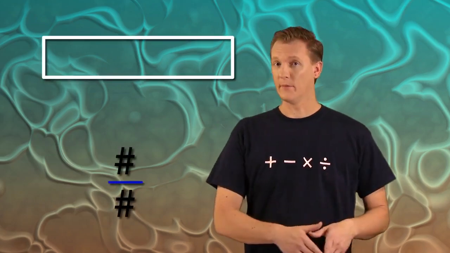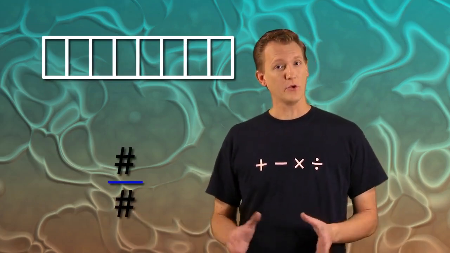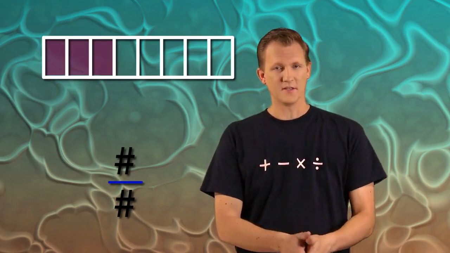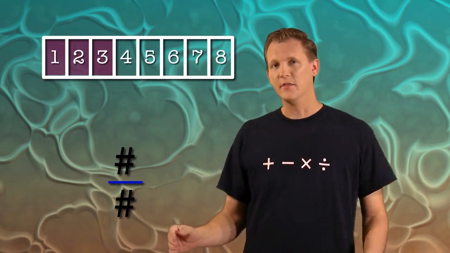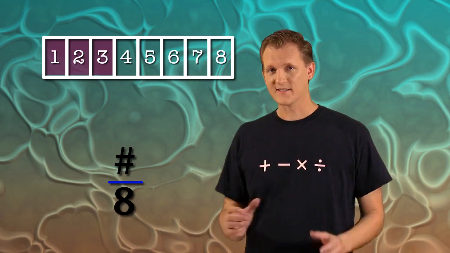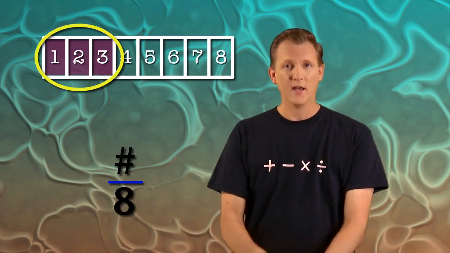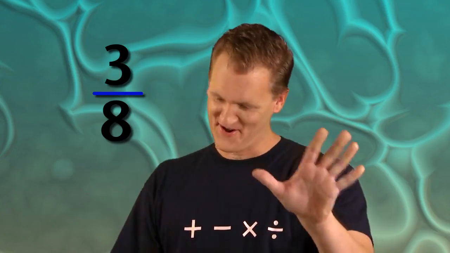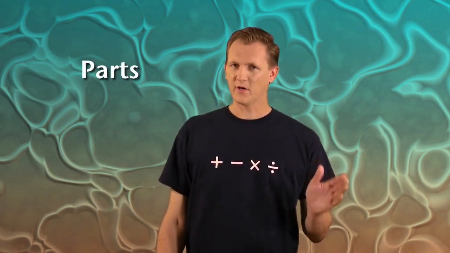Let's try another example. Let's say that I divide a rectangle up into 8 parts, and I give you 3 of those parts. Since the total number of parts is 8, the bottom number will be 8. And since you have 3 of those parts, the top number will be 3. So the fraction I'm giving you is 3 over 8, or 3/8 of the rectangle. Oh, and it's important to remember that for fractions to work right, the parts that you divide the whole up into have to be equal.